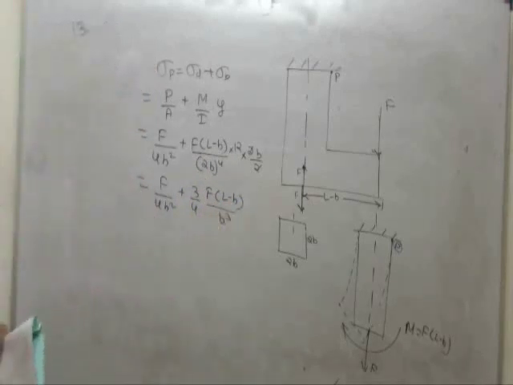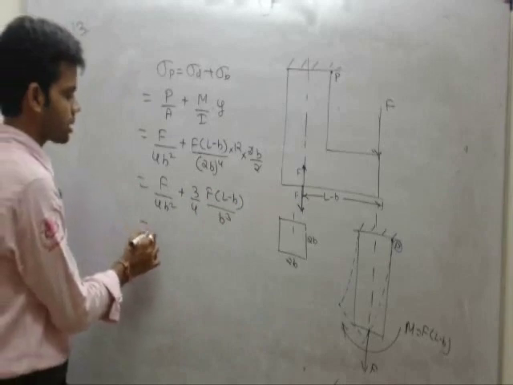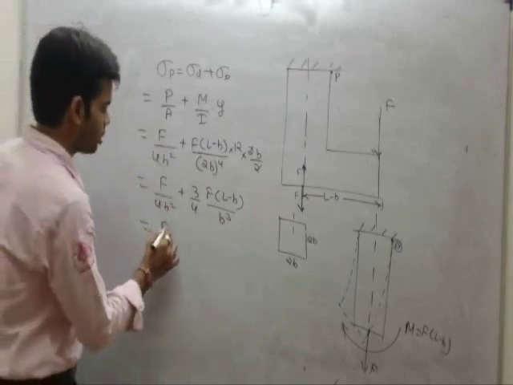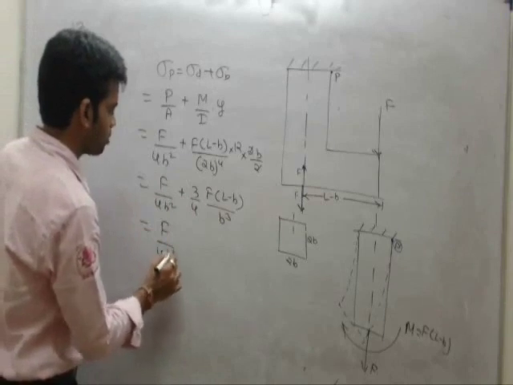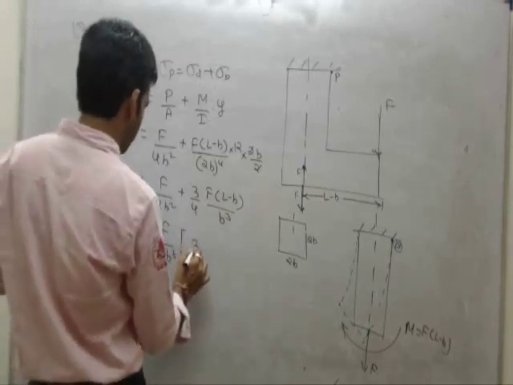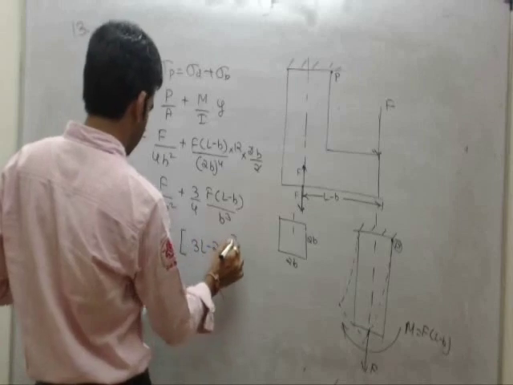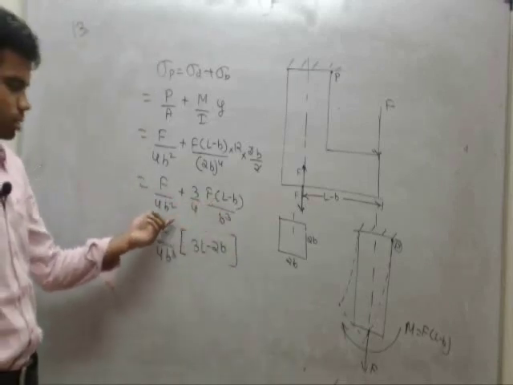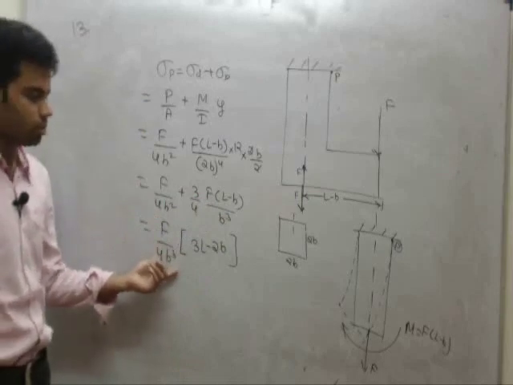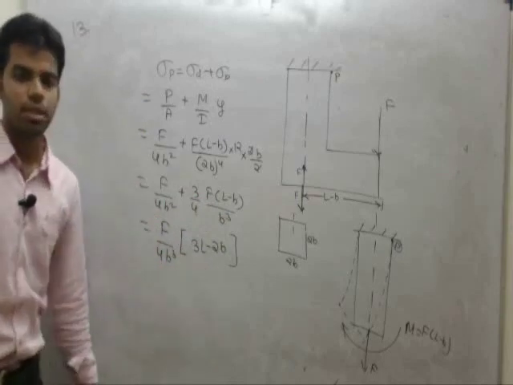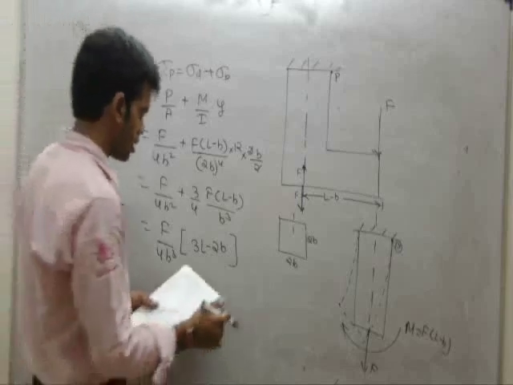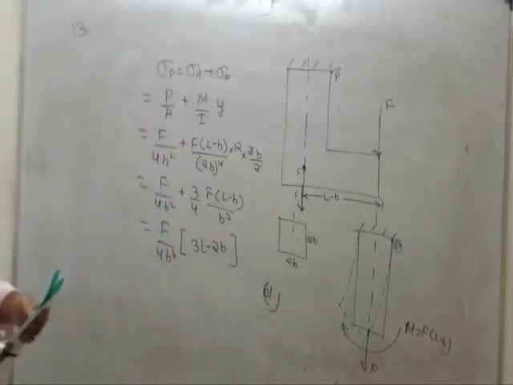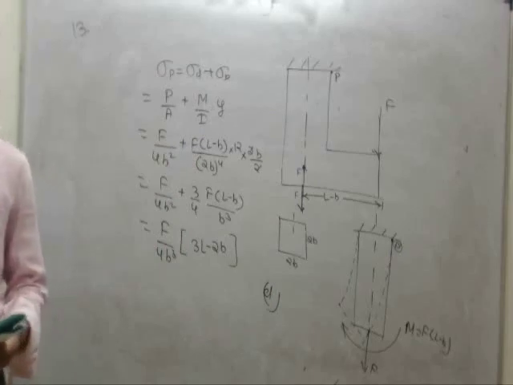Further we can solve this, and we will try to bring this in the form of the options. So it will be F upon 4B cube into 3L minus 2B. If you just open the bracket and solve this and take common F by 4B cube, we will get inside the bracket 3L minus 2B. So the answer is D, F into 3L minus 2B upon 4B cube. Clear?